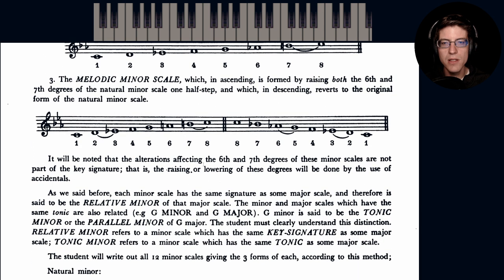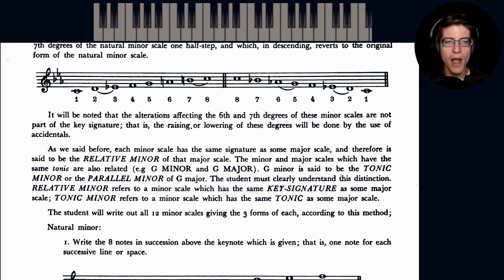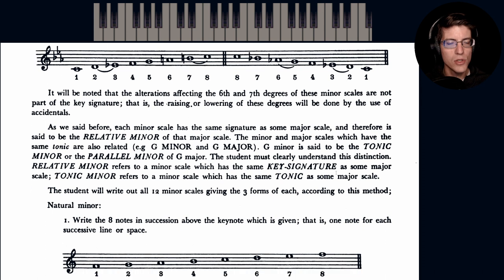It will be noted that the alterations affecting the sixth and seventh degrees of these minor scales are not part of the key signature, and that is, the raising or lowering of these degrees will be done by the use of accidentals. As we said before, each minor scale has the same signature as some major scale, and therefore it is said to be the relative minor of that major scale.